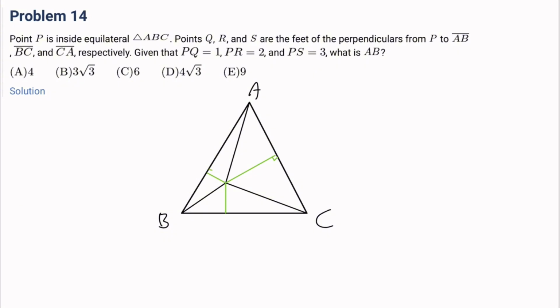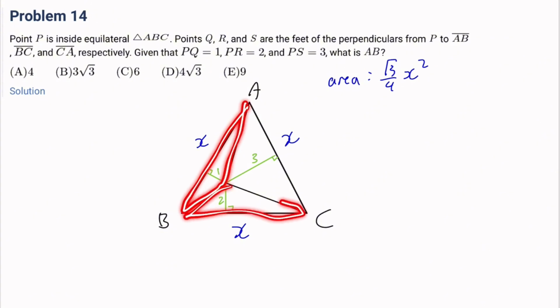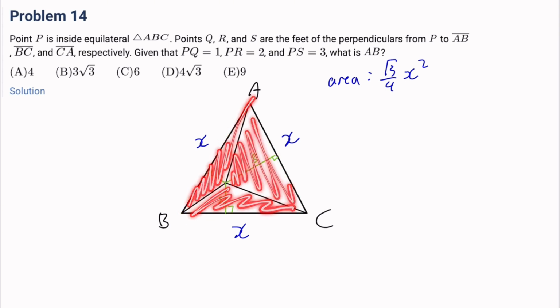So these are all right triangles, right? And their lengths are 1, 2, and 3, right? So their lengths will be 1, 2, and 3, and we want the side length. So what is AB? And let's say that AB is x, right? And we know that since these are all x, the area of the whole thing is going to be root 3 over 4 x squared, right? But then that area can also be divided into 3 of these triangles, right? And since we know the base and height of each of these triangles, we can get this area plus this area plus this area to get the whole triangle, right?